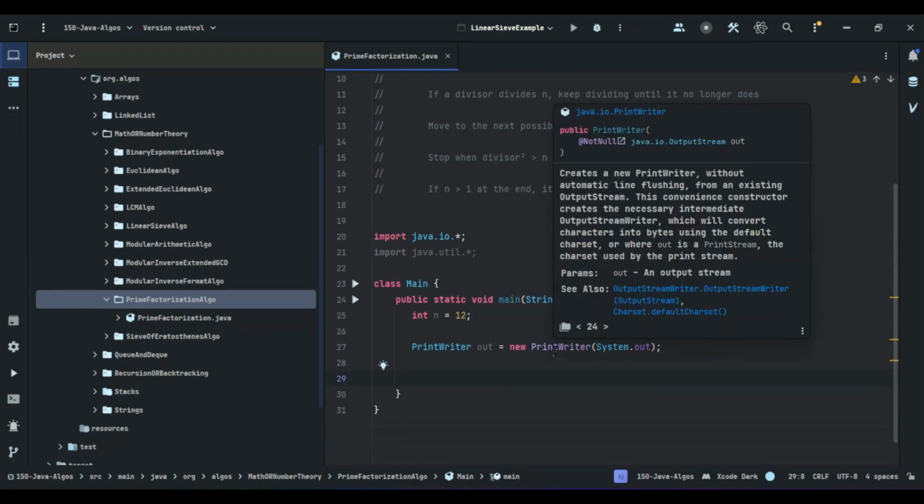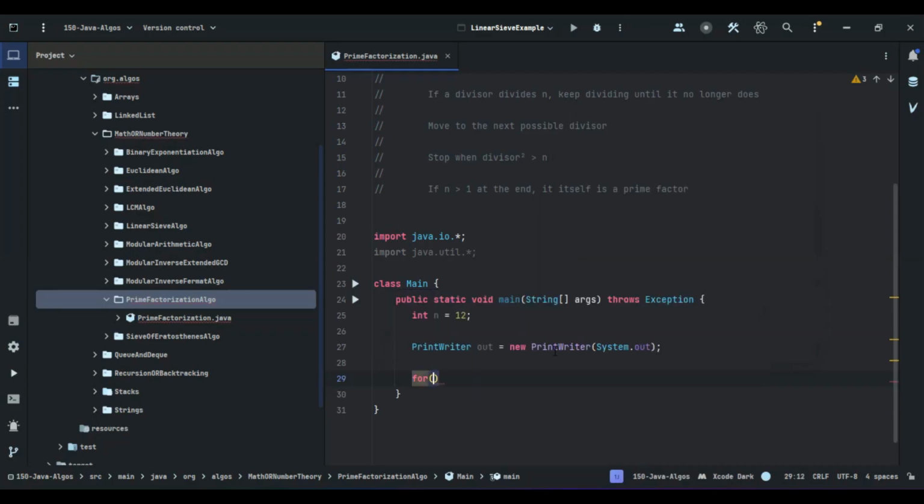What we have to do now, let me consider the for loop here. We have to try all the divisors from 2 to square root n. So I'll go with the for loop: int i equals 2; i into i less than or equal to n; and let me increment i. Within the for loop, first, if i divides n, we have to print the prime factor and reduce n by dividing with i.